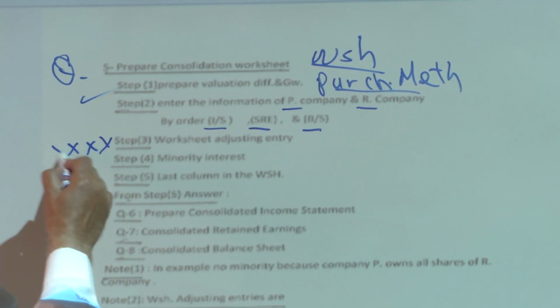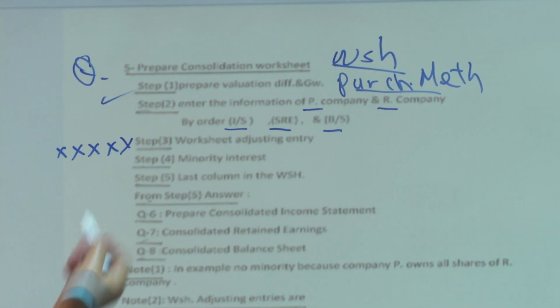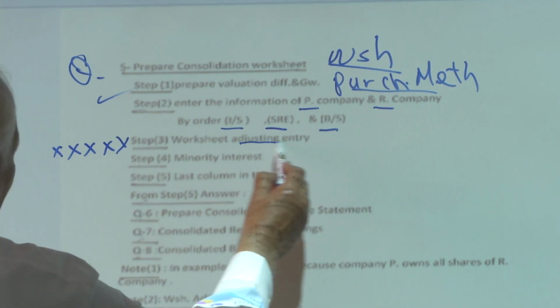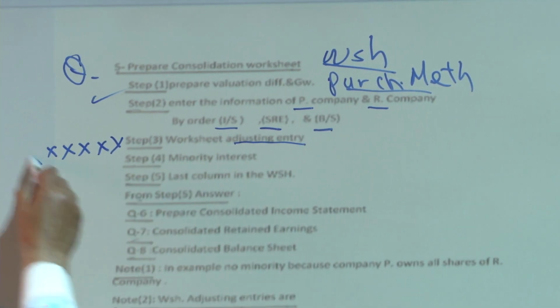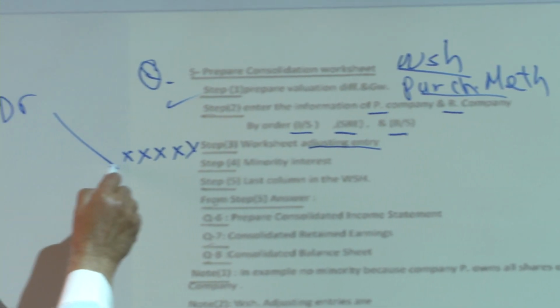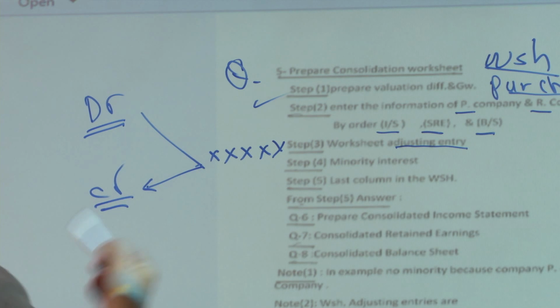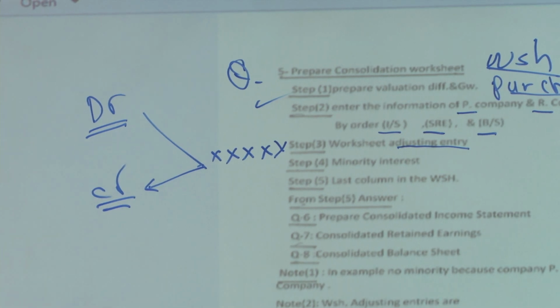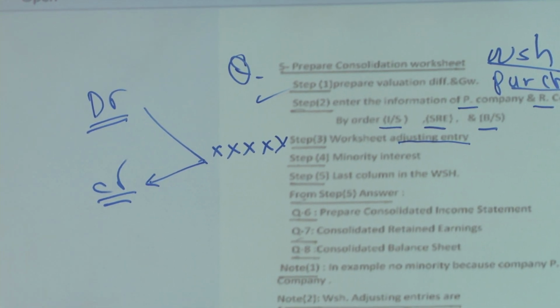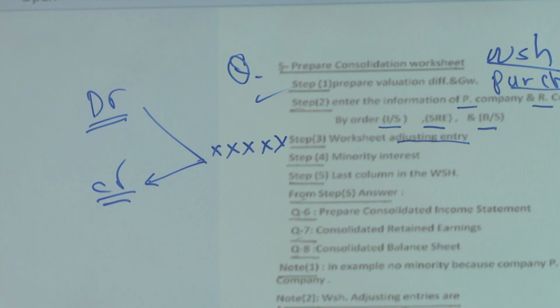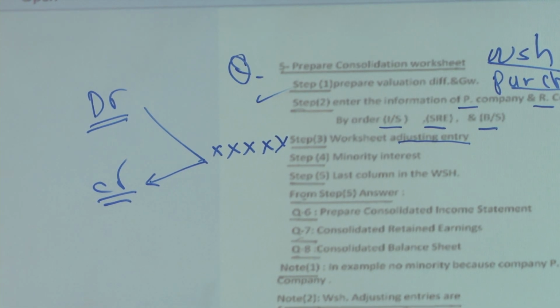Step 3, very, very important. What is it? We're adjusting. When I say adjusting entry, it means the debit and the credit. What's the debit? What's the credit? How many adjusting entries? We have this in part 2. Here, we're going to have 3 adjustments. Why 3? Later, I'm going to explain to you.